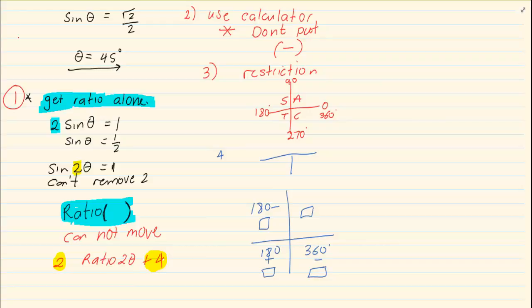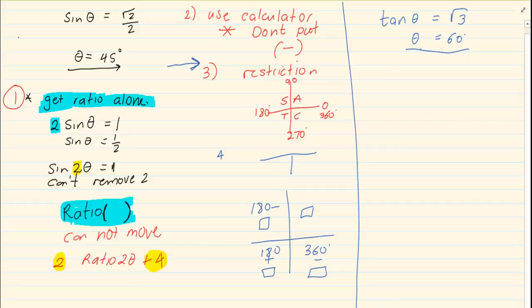Now let us do an example. If I gave you tan theta is equal to root of 3. Now get the ratio alone. This is a basic one. So we already have our ratio alone. You press it into your calculator. So you're going to press shift tan root of 3, which is again your grade 10 work. We have that theta is 60 degrees.